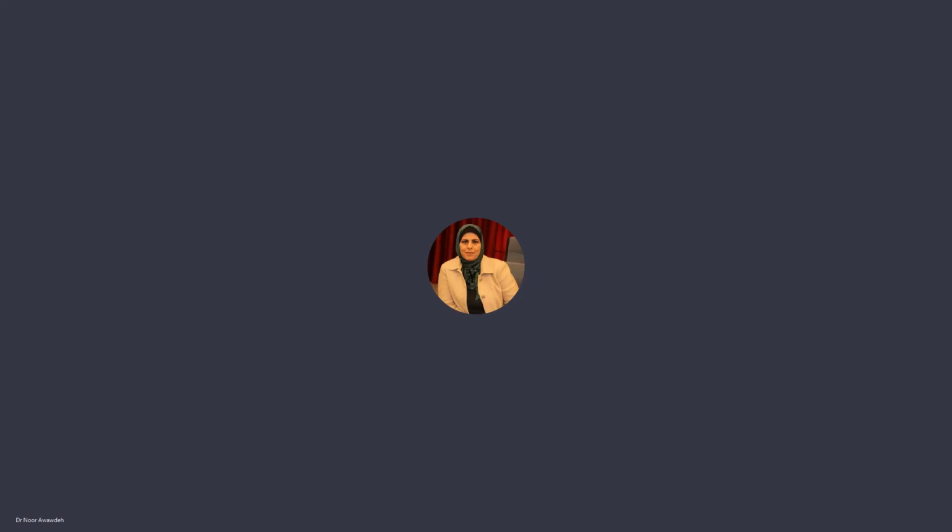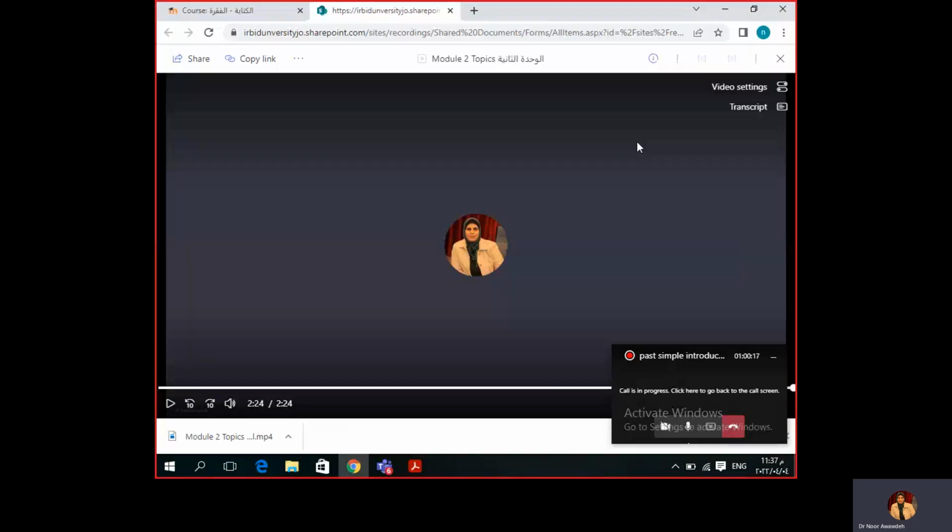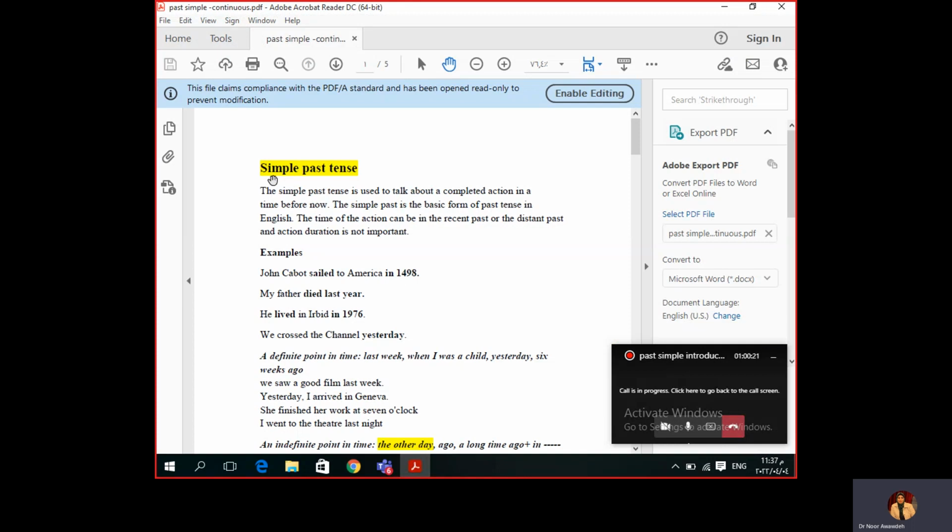Okay, now we will see the first topic of the unit, which is the past simple. Here we have the simple past or the past simple. This tense, we know that it is used with completed actions.